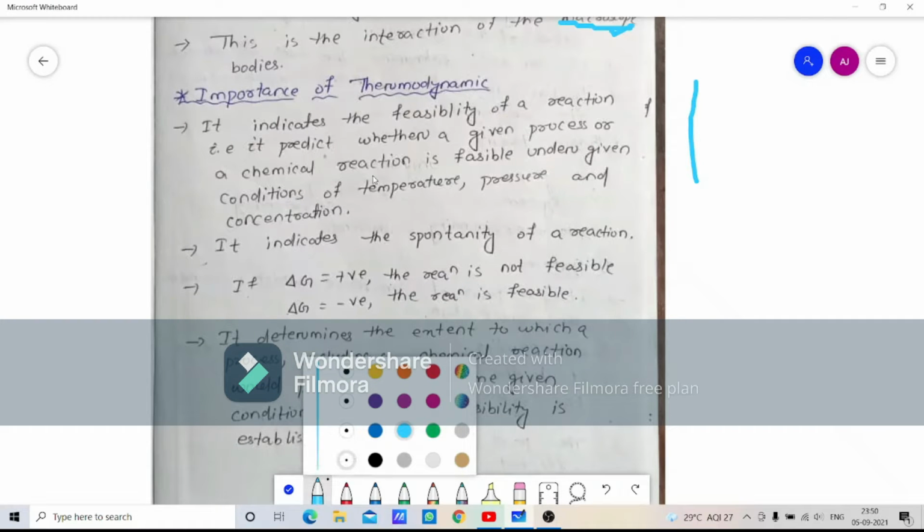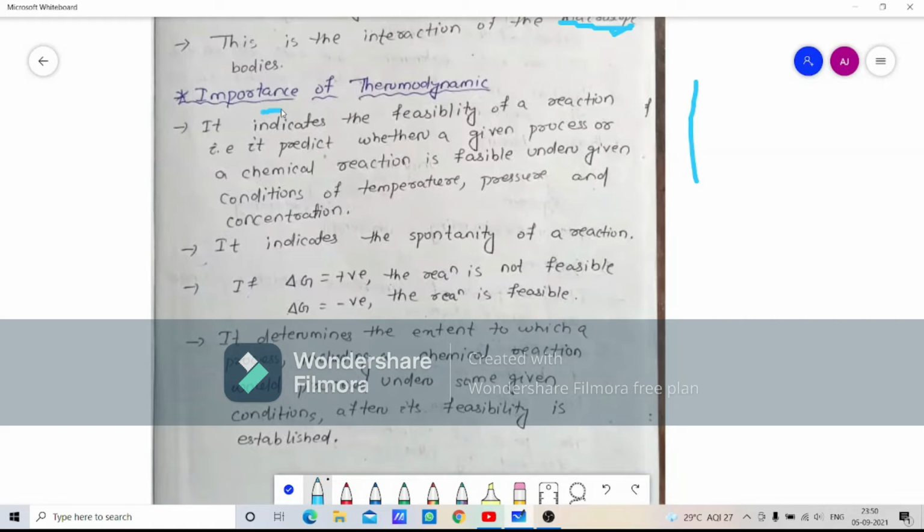Now we'll discuss the importance of thermodynamics. So what are the important characteristics and features of thermodynamics? First of all, it indicates the feasibility of a reaction. The feasibility of a reaction means whether a reaction can proceed or not. That is known as its feasibility. That means a reaction will take place or not.